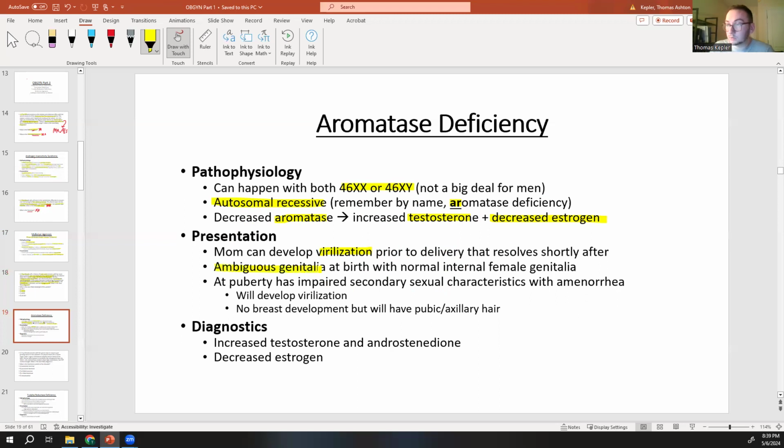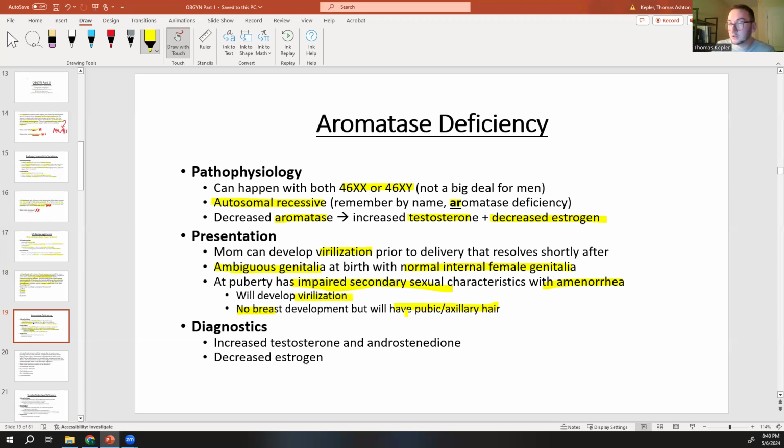The child will be born with ambiguous genitalia at birth and normal internal female genitalia. At puberty, she's going to have impaired secondary sex characteristics with amenorrhea, and that's because of the high testosterone, no estrogen, right? She'll also develop virilization because of high testosterone, and will have minimal or no breast development. However, because she's producing testosterone and androgen, she will have axillary and pubic hair development.